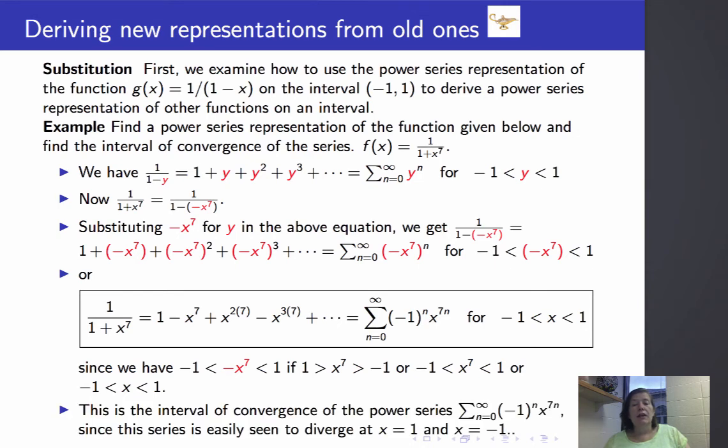This is actually the interval of convergence of this power series, the sum of minus 1 to the n times x to the 7n, since it's not difficult to see what happens at the endpoints of this interval from minus 1 to 1. When I plug in x equals 1 and x equals minus 1, I can see that this series diverges according to the divergence test, and it also diverges for values of x larger than 1.